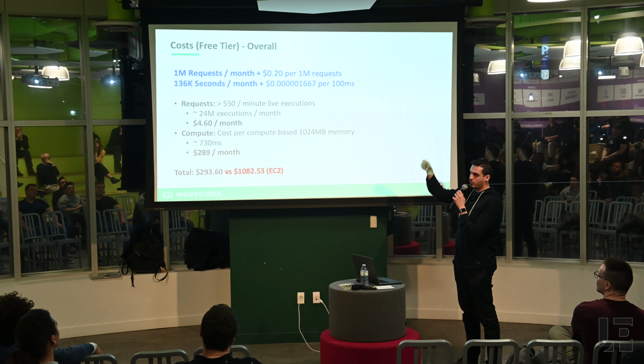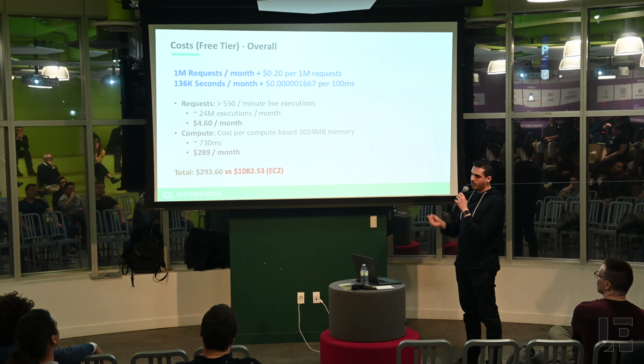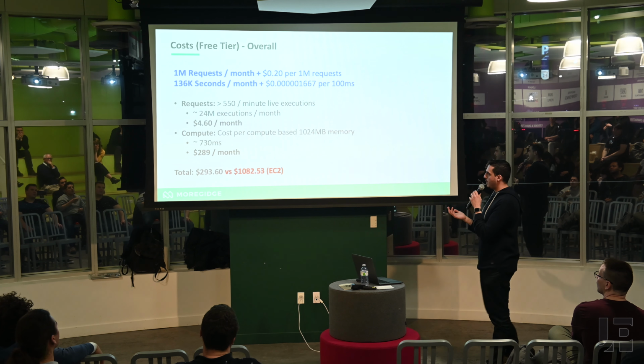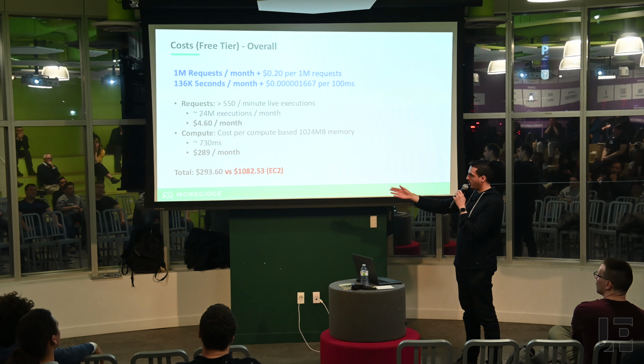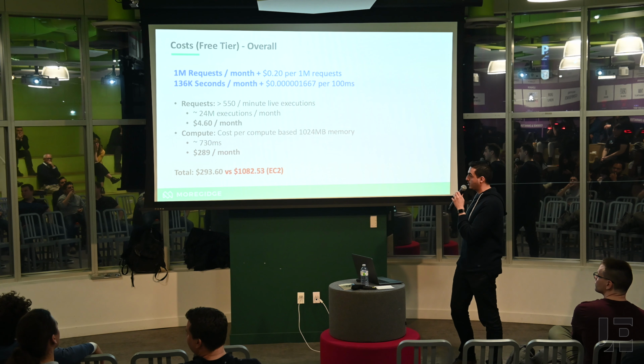That amounts to 416 in terms of requests. They're broken down by request and compute. And by compute, we use a gig of memory per each. The average comes out to be 700 milliseconds. So all in all, we end up paying just under $300 versus the alternative of almost $1,100.